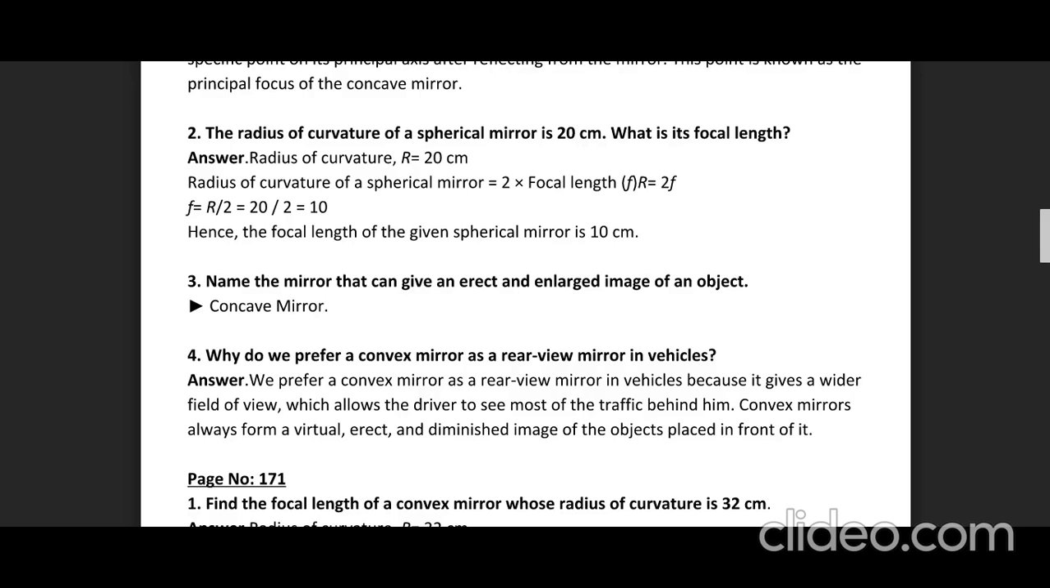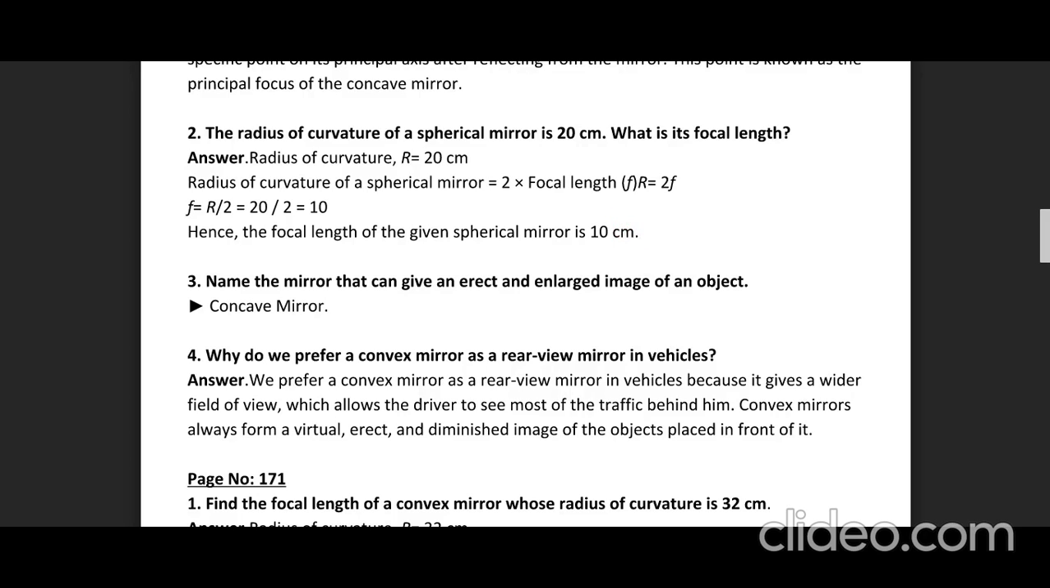Obviously, how can you come to know that this is a concave mirror? When you go by the cases that I have already explained to you in the previous video, you came to know. So if you haven't watched the previous video regarding the concave mirror cases, kindly go and watch on the YouTube channel edulearn.in, right?